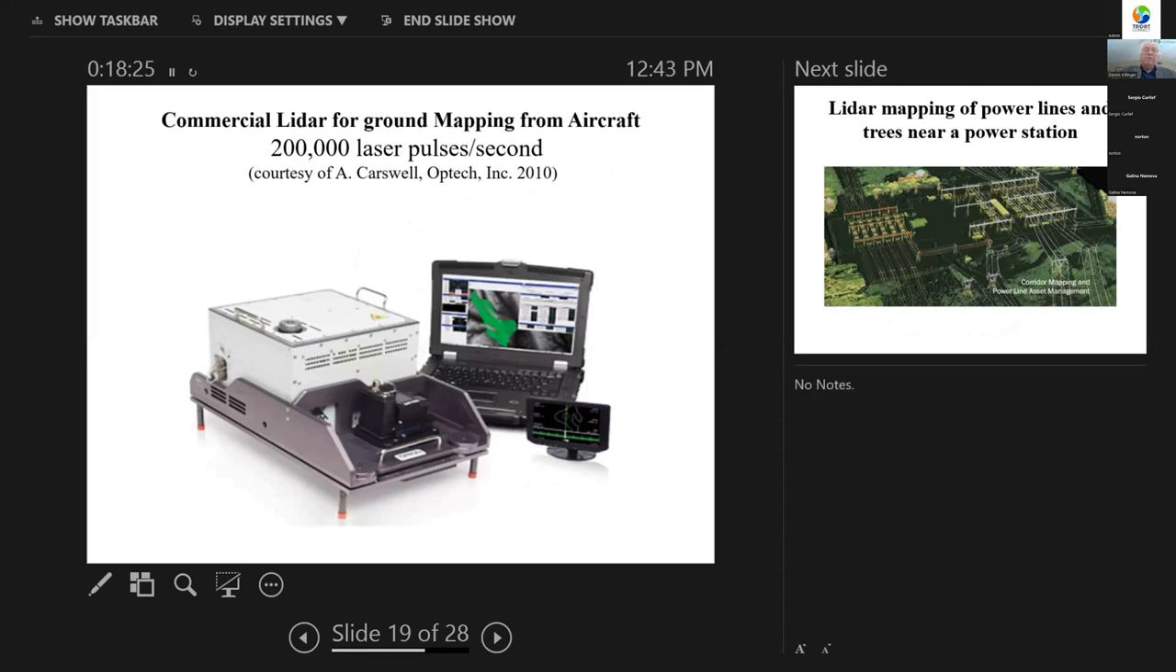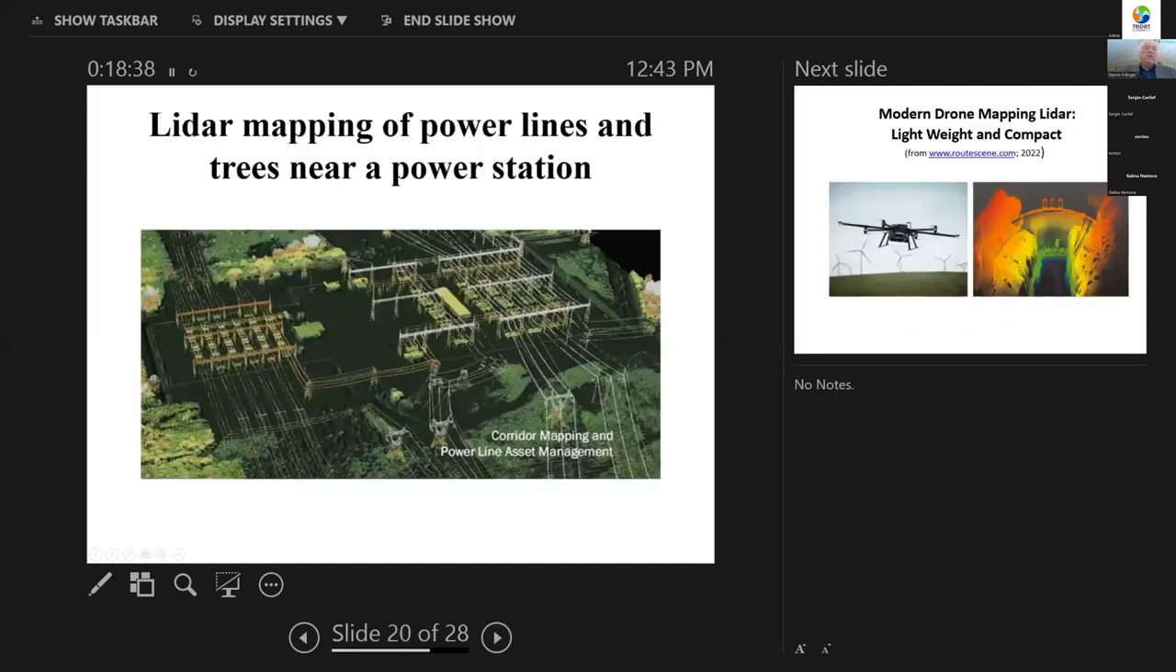They would put this into a helicopter, an airplane. As an example of this is the LiDAR mapping of power lines and trees near a power station. And what I like about this one, because the laser beam is only maybe about 1/10 of a meter in diameter or less, you can focus it down. You're able to pick up the power lines.